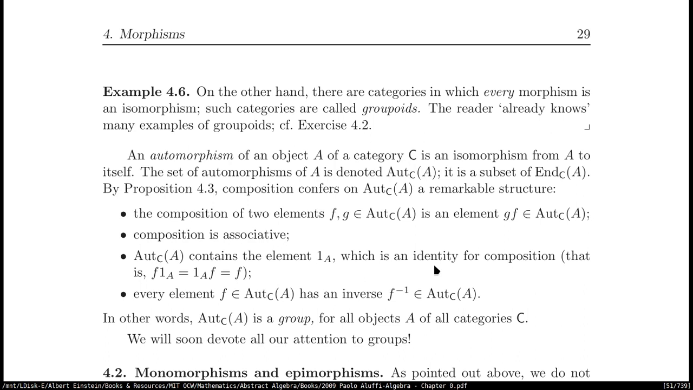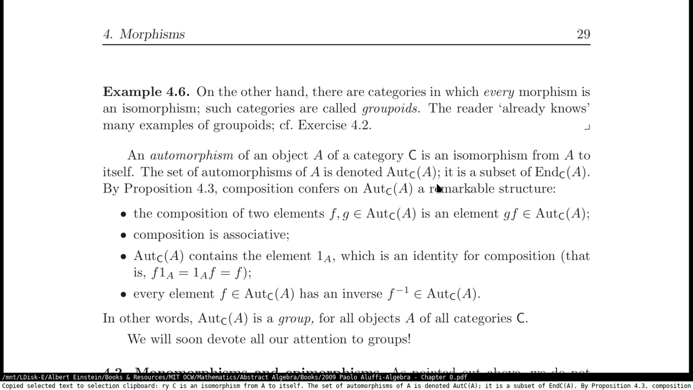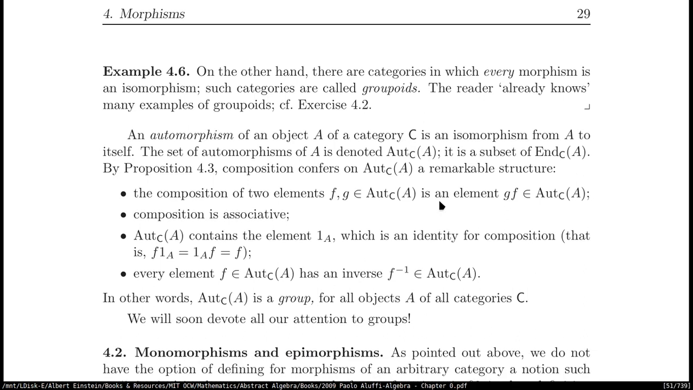Okay, so an automorphism of an object is an isomorphism from A to itself, right? So it's kind of a special case of an endomorphism. Remember, an endomorphism is just a morphism from A to itself, but an automorphism is an endomorphism which is an isomorphism. The set of automorphisms of A is denoted by this notation, and it is a subset of the endomorphisms on A. And we're going to use these notations extensively when we deal with groups.